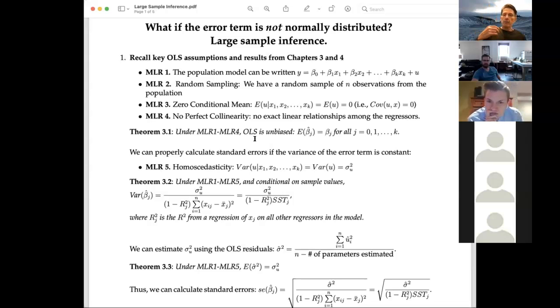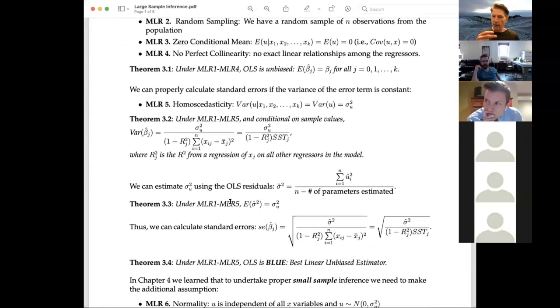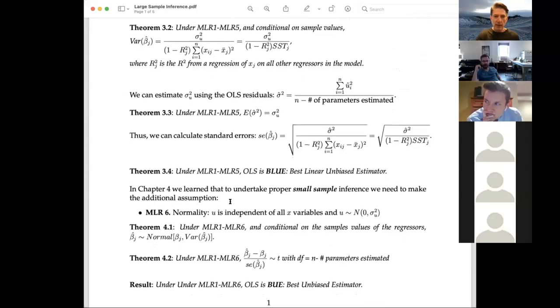So we've got to remember what these assumptions are, what those main results are, and I'm just providing those on a one-page summary here. And in chapter 4, we got around to adding normality of the error term, which allowed us to do small sample inference.